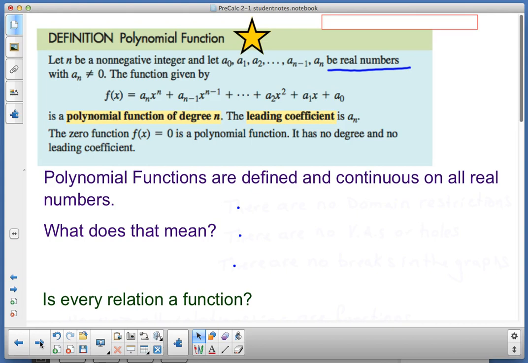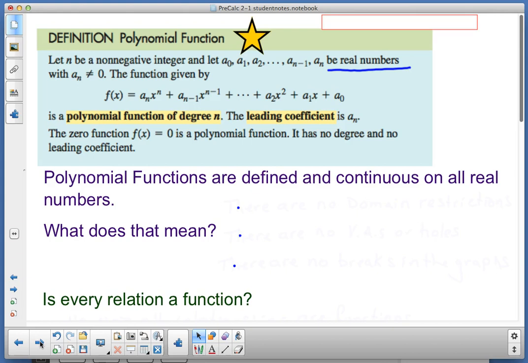The definition of polynomial function. Let n be a non-negative integer and let a sub 0, or sub naught, a sub 1, a sub 2, to a sub n minus 1, a sub n be real numbers. Remember, those are the coefficients, the leading coefficients in front of each term, or x value. And a sub n is not a zero value. The function can be given by f of x equals a sub n x to the nth power plus a sub n minus 1 x to the n minus 1 power. Okay, and those subs are just the coefficients to go along with each one of the variables.